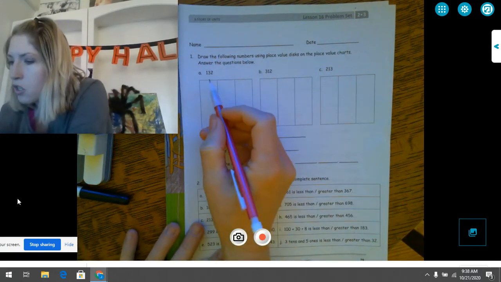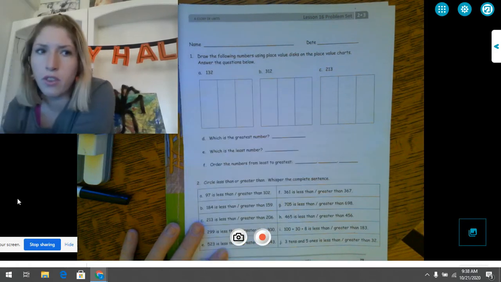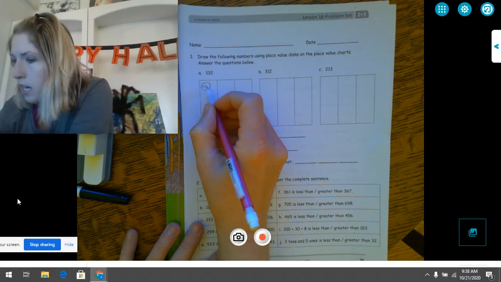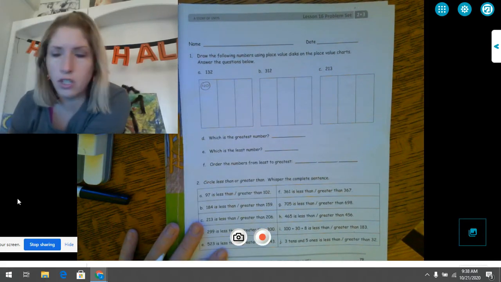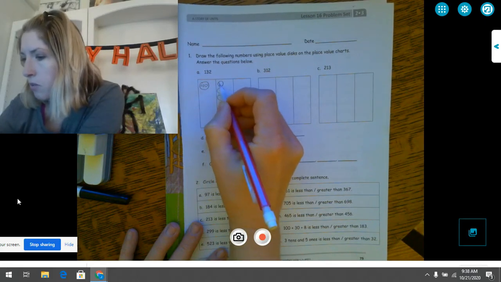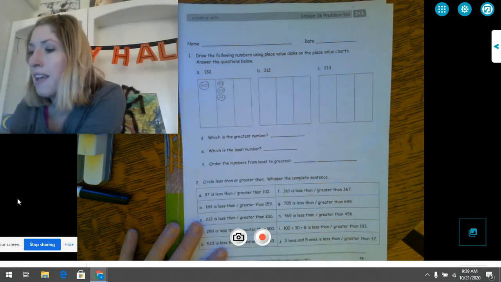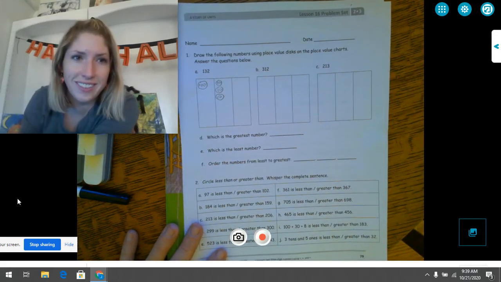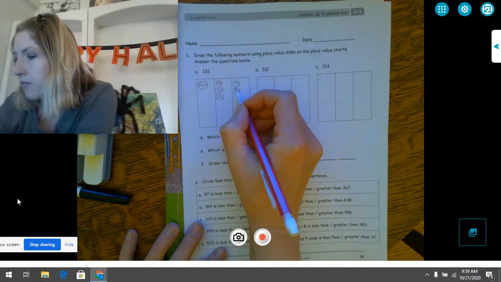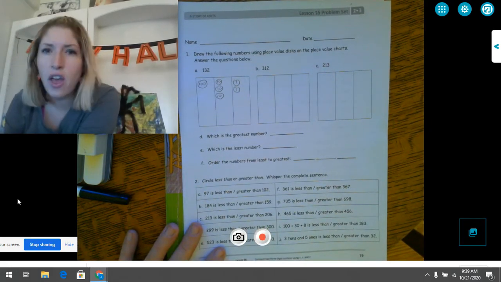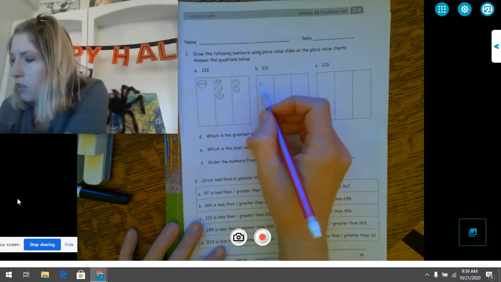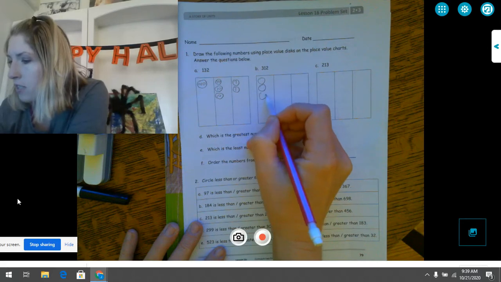So 132, how many hundreds are in 132? 100. How many tens are in 132? We have 3 tens. And how many ones are in 132? 2 ones. Okay, let's do the next one. 312. How many hundreds are in 312? Well, we have 3 hundreds.